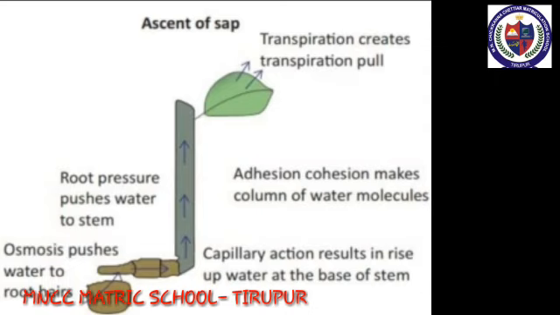Cohesion: the force of attraction between molecules of water is called cohesion. Adhesion: the force of attraction between molecules of different substances is called adhesion. Last one, transpiration pull. The transpiration pull sucks the water column from the xylem tubes, and thus water is able to rise to great heights even in the tallest plants.